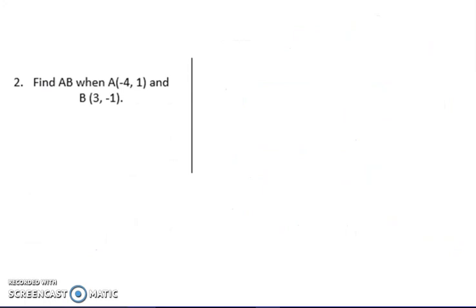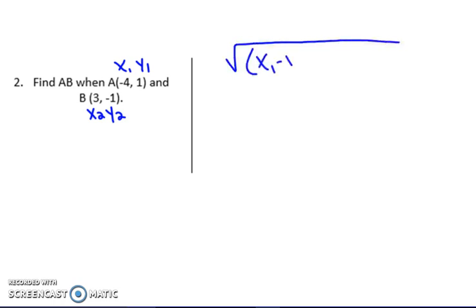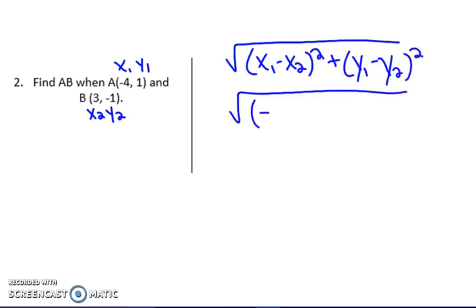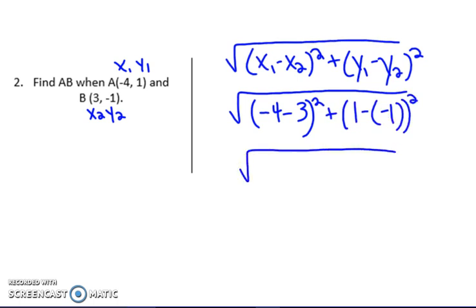If we look at example 2, we want to find AB. When it says AB, that's asking the distance between point A and point B. So I'm going to label my points, x1, y1, x2, and y2. So again, I'm going to use my distance formula, and I'm going to write it to remind myself, x1 minus x2 squared, y1 minus y2 squared. So if I fill in my numbers, I'm now going to say -4 minus 3 squared, and 1 minus -1 squared. Well, -4 minus 3 gives me -7 squared, 1 minus -1 gives me 2 squared.